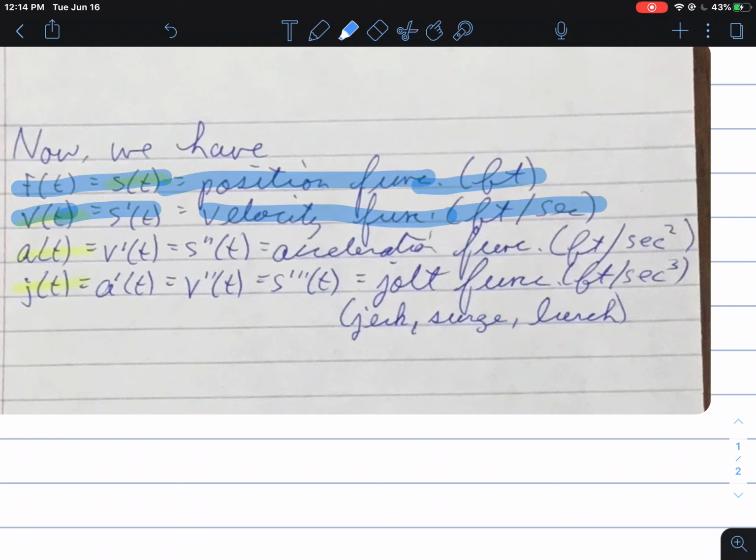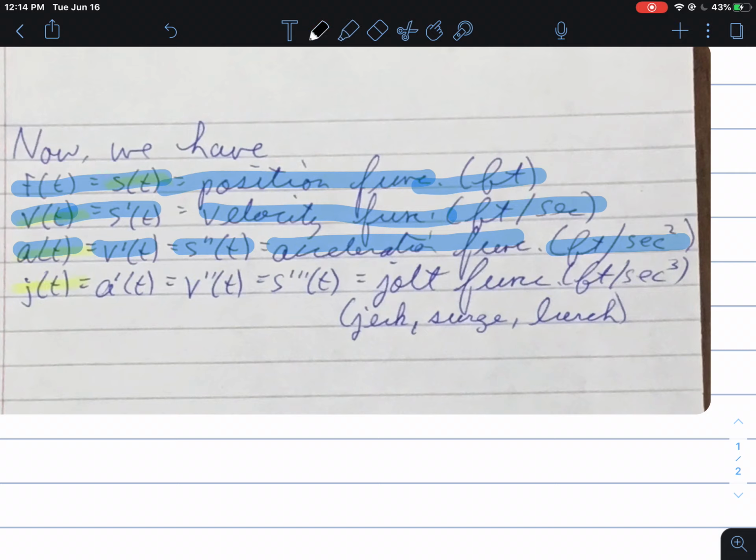Now, the derivative of the velocity function, which would then be the second derivative of your position function, is what we call acceleration. If your velocity changes, right, just think about yourself riding along in a vehicle. You're moving at some velocity because your position is changing over time. Well, when you speed up, right, you're accelerating. Your velocity changes. So that's acceleration. Units, rate of change in the velocity over time.